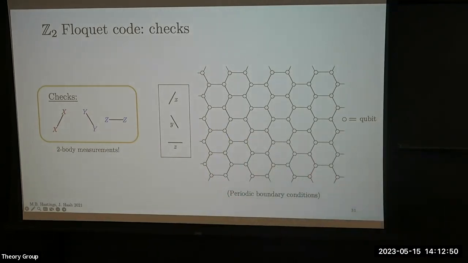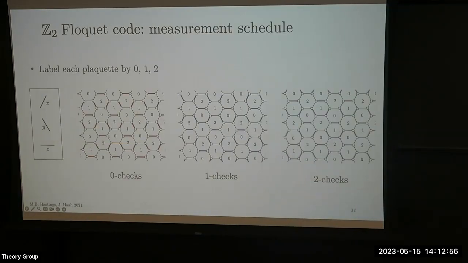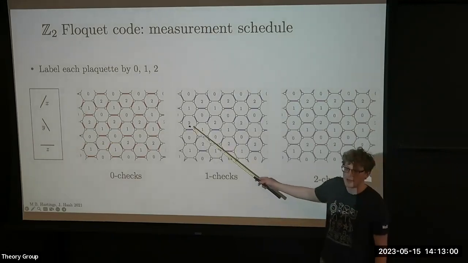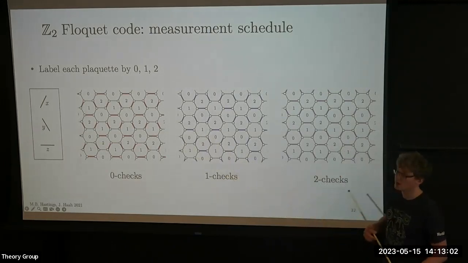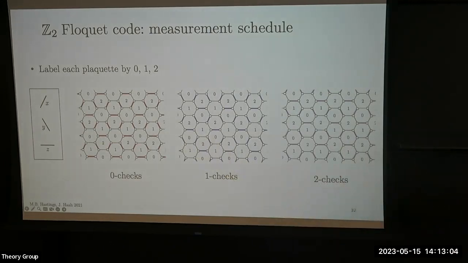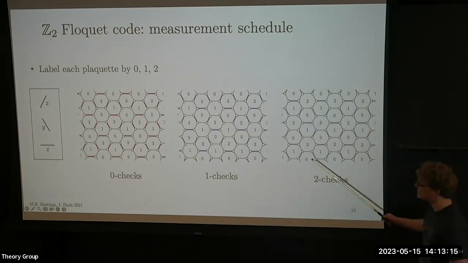The next piece of data I need to tell you is when to measure these checks. In order to do so, I'll first label the plaquettes by 0, 1, and 2, so that any two neighboring plaquettes are labeled by a different number. This is like a three coloring, a paint by number of a three coloring of your hexagonal lattice.